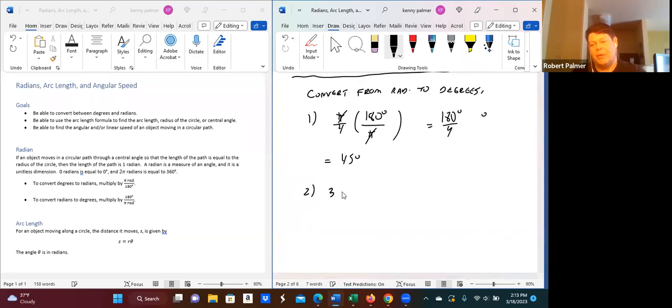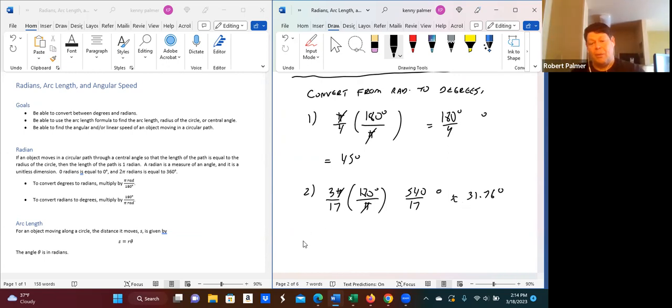Number 2. Now, it's a little bit different. How about 3 pi over 17? So this is probably not going to be a common angle. We'll do the same thing. So 180 degrees over pi. Pi's cancel out. 180 times 3 is equal to 540 over 17 degrees. And I doubt that comes out evenly. See, no. But if we approximate on the calculator, I'll do 2 places, that's going to be approximately 31.76 degrees.